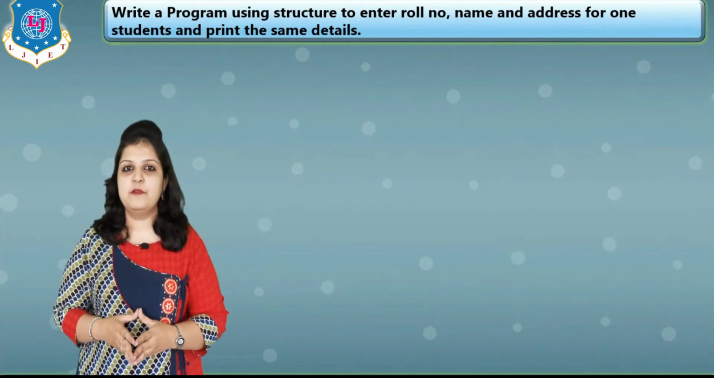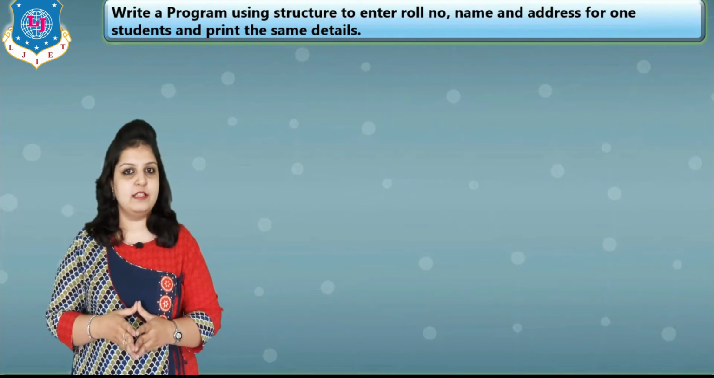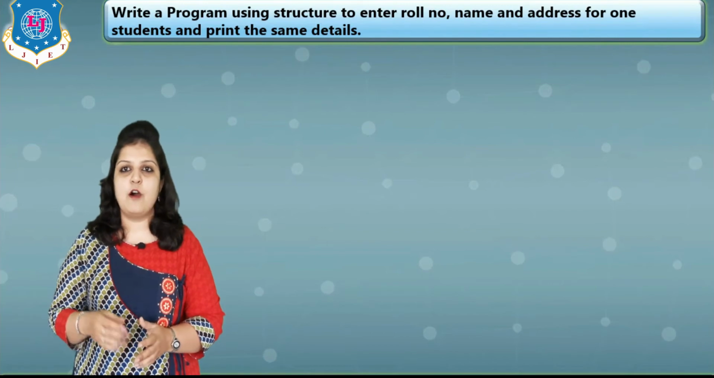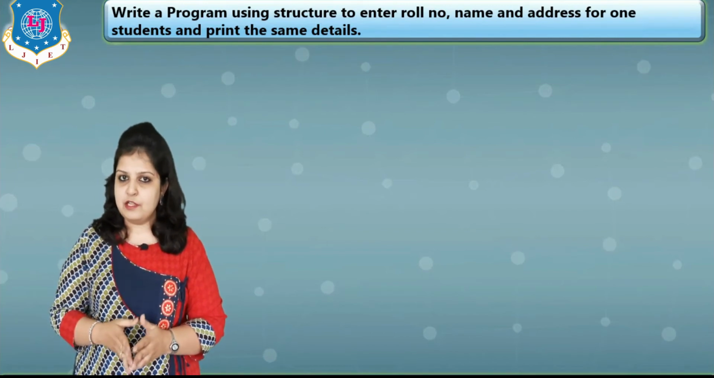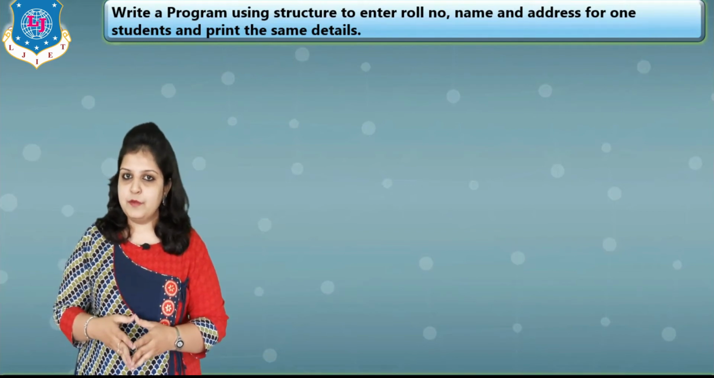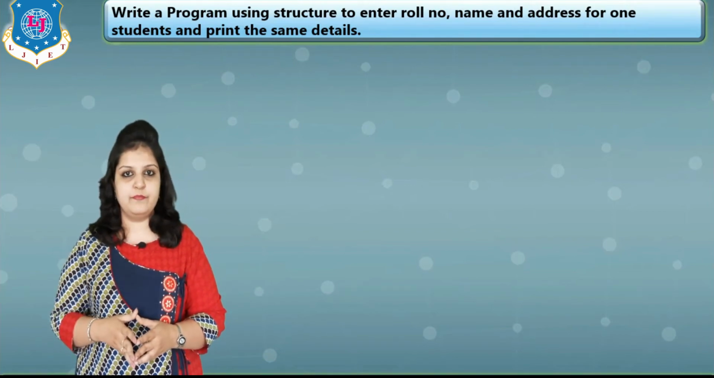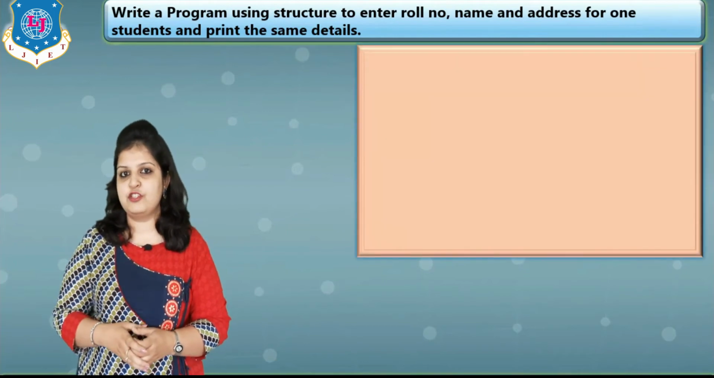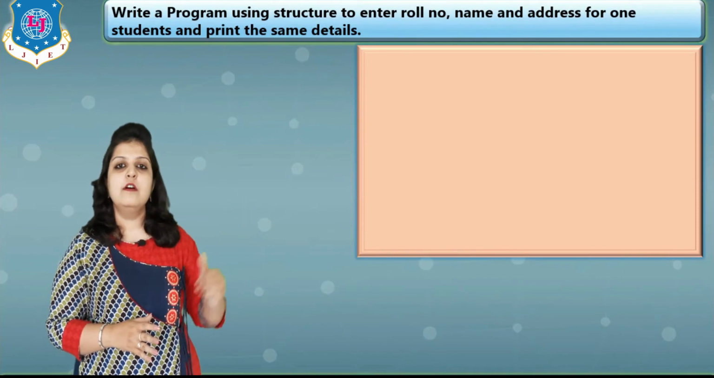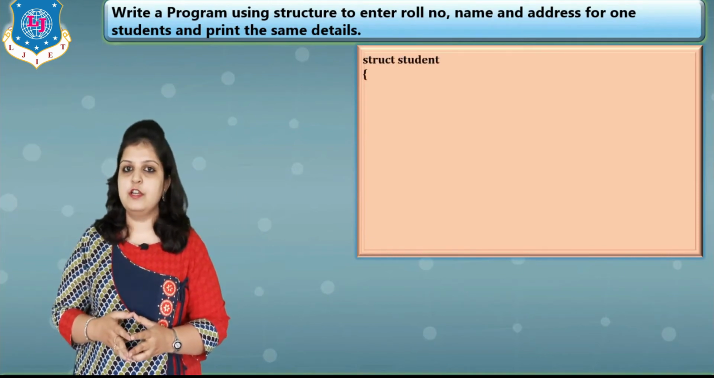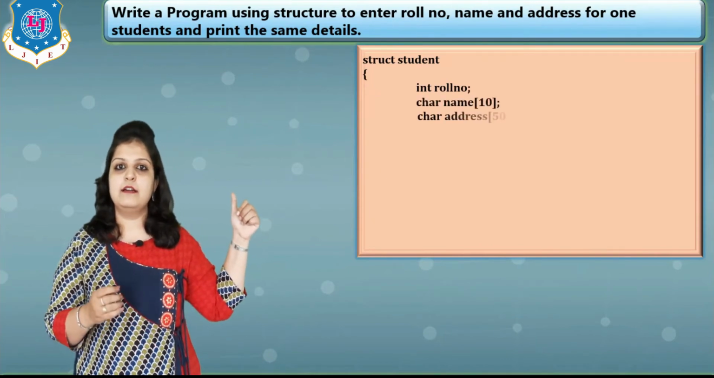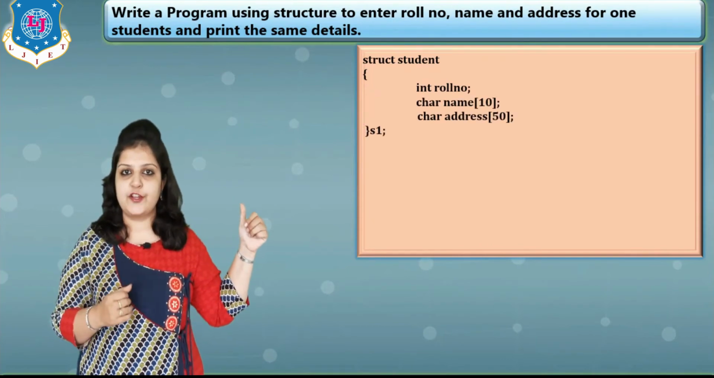So the definition of the program is: write a program using structure to enter roll number, name and address of one student. You can also enter for multiple students, but here I am writing the program only for one student. So our first part is structure definition, means define your structure. So very first I am defining the structure. First of all you have to include your header files, but I am starting directly from our structure definition.